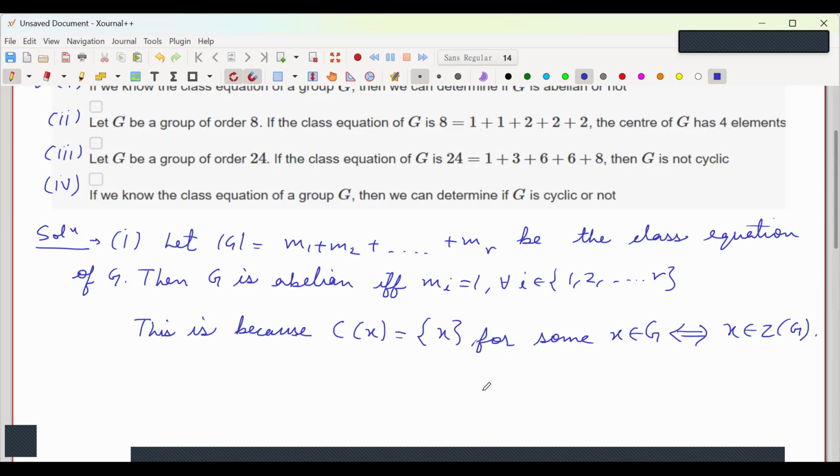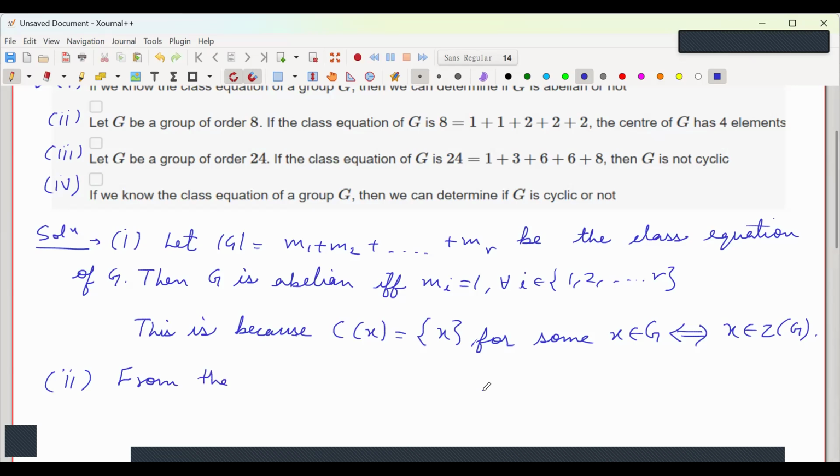Yes. Okay. What about the second part? If the class equation is this, the center of G has four elements. Is it true? No. Why? There should be four terms which are one, but here there are only two of them. So this only implies that, right? Yes.